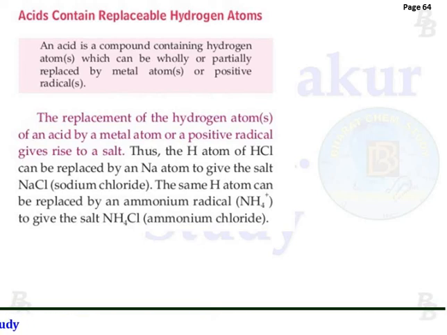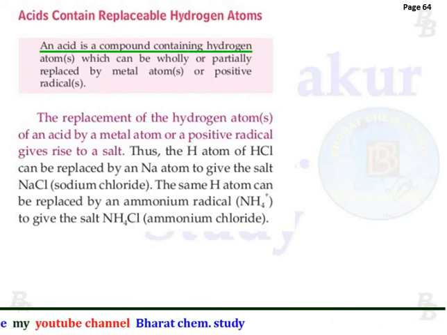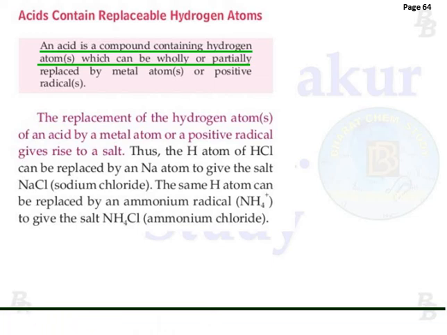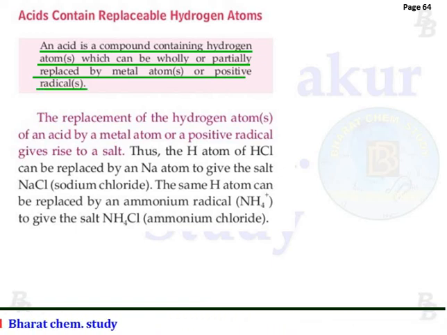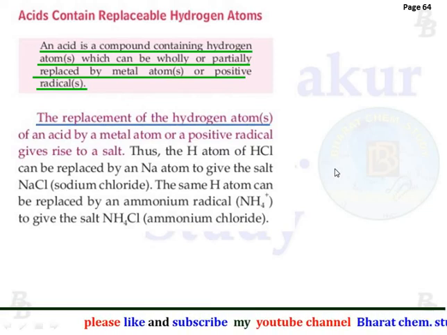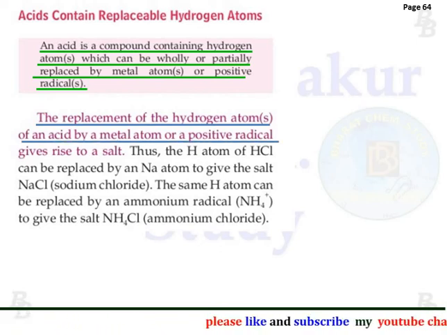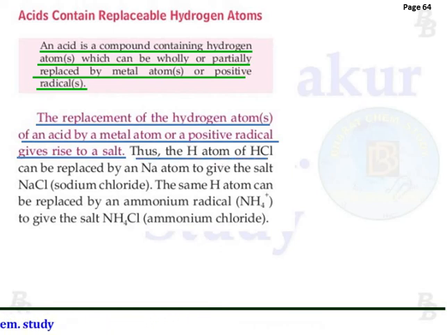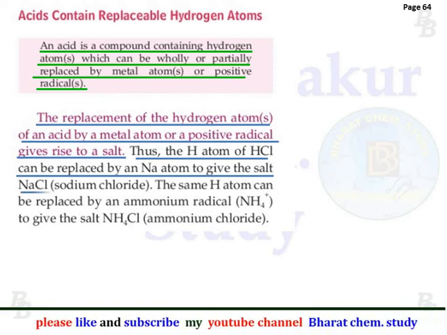So acid can have another definition: an acid is a compound containing hydrogen atoms, and that hydrogen can be wholly or partially replaced by a metal atom or a positive radical. So we will understand this with examples. The replacement of the hydrogen atom or atoms of an acid by a metal atom or a positive radical gives rise to a salt. For example, the hydrogen atom of HCl can be replaced by a sodium atom to give us the salt NaCl.